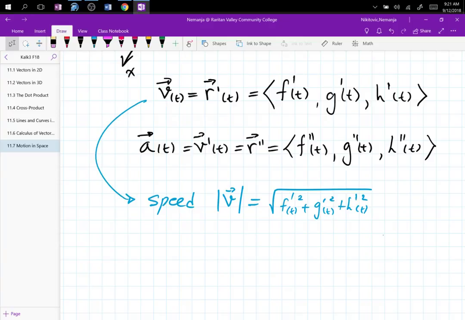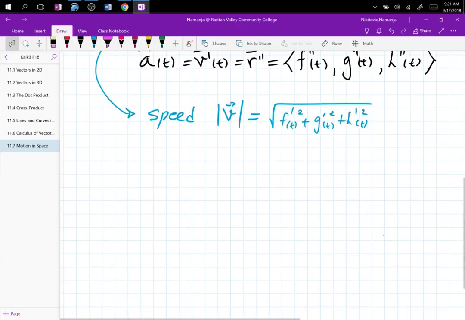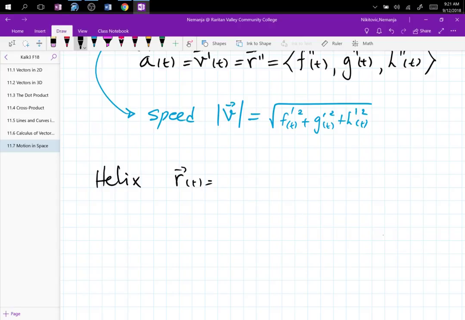initial talk. And now with this, if I give you, let's say, a helix, say we have r of t to be sine t, 2t, and cosine t.